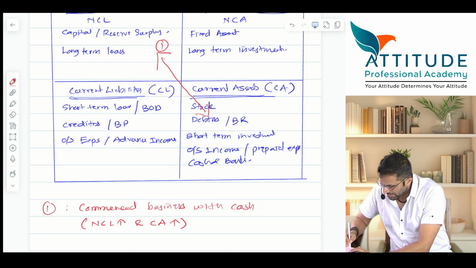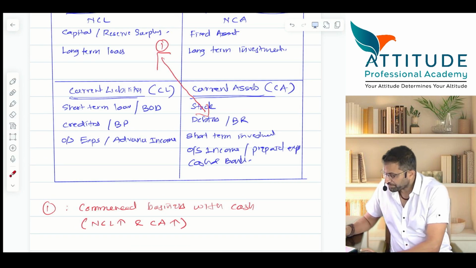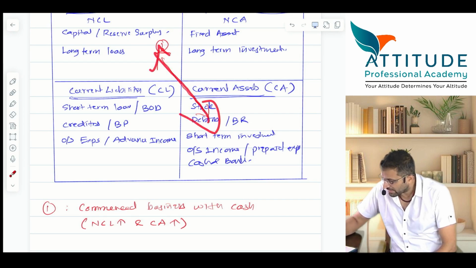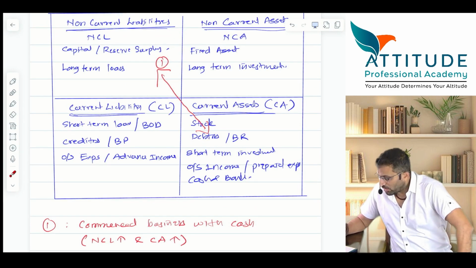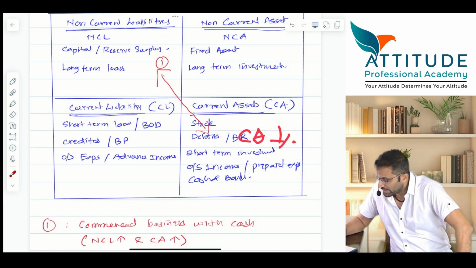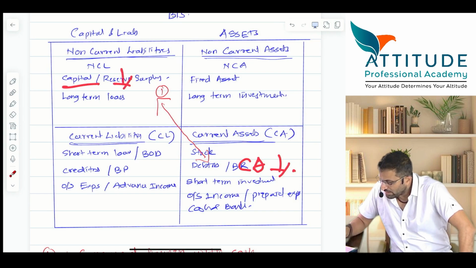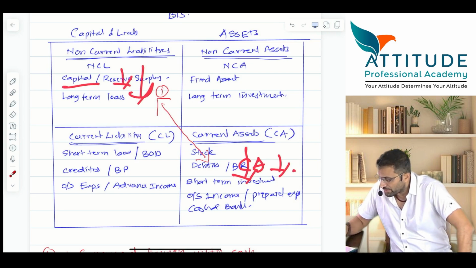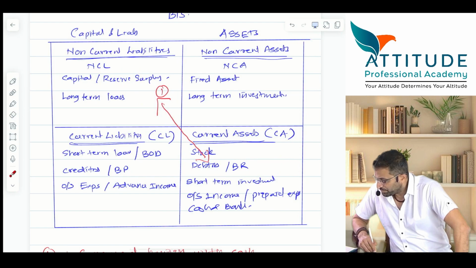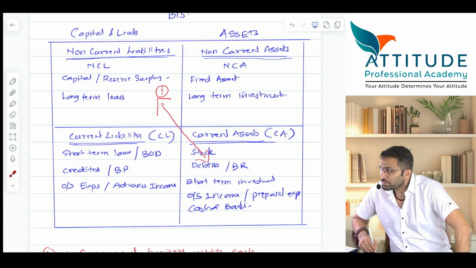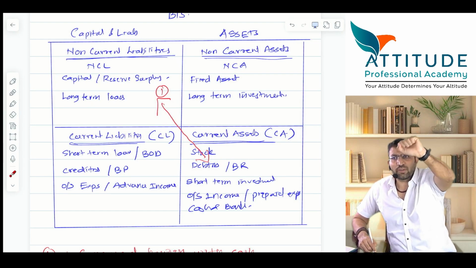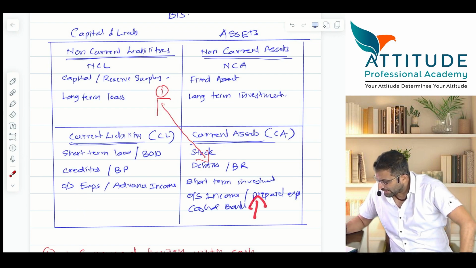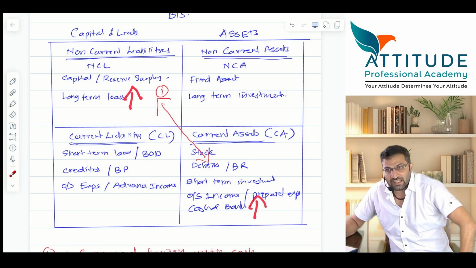Okay, now give me some other examples. हाँ, ड्राइंग्स. ड्राइंग्स में क्या होता है? Tell me. In drawings your current asset reduces and capital also reduces. So this reduces and this also reduces. Correct? Any other example? Long term loans taken. When you take a loan, what happens? Your bank balance increases and liability also increases.